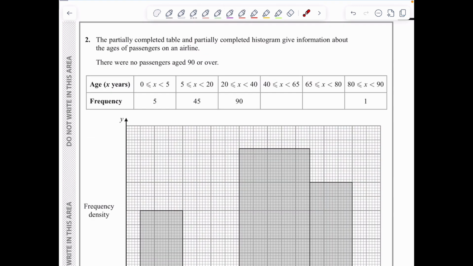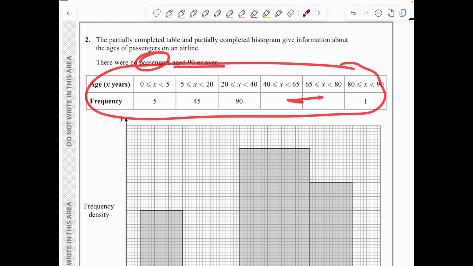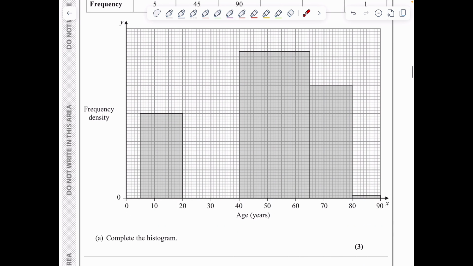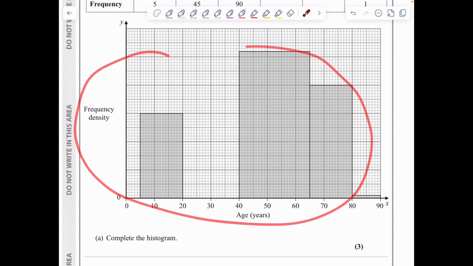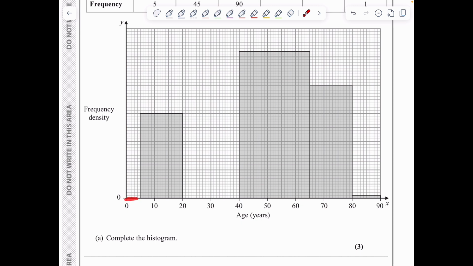In question 2, we're given a partially completed table and a partially completed histogram giving information about the ages of passengers on an airline. We've got no passengers aged 90 or over. This is the frequency table here. Some of the information, the frequencies for these two classes is missing. And then we've got the frequency density against the age here. It's the histogram. And we've got the bar between 0 and 5 missing and the bar between 20 and 40 also missing. And we need to complete the histogram.